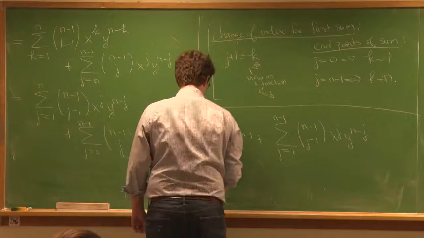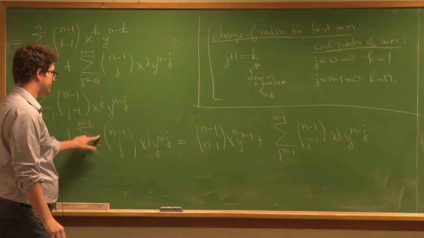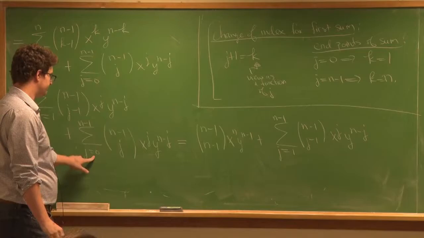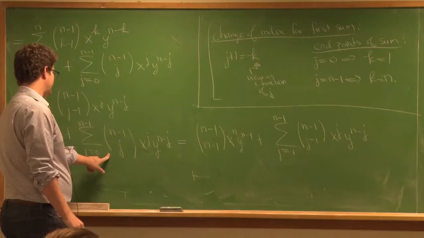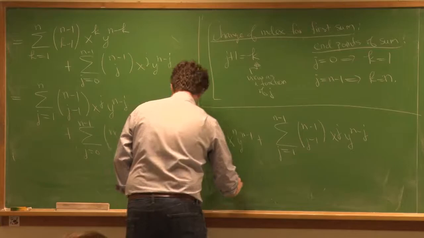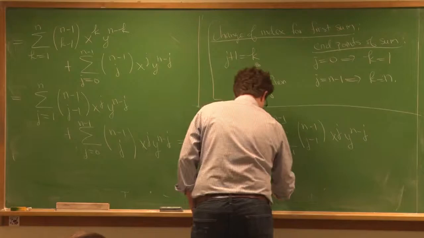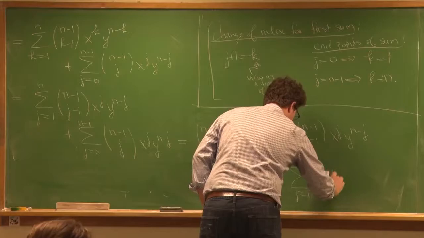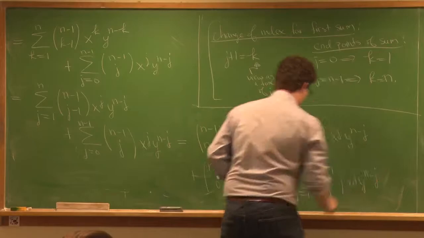I'm also going to peel off the starting term here, which is the 0 term. So plus the 0 term from this one, and then I replace the sum here: (n−1 choose 0) x^0 y^(n−0). And now we have two sums of (n−1 choose j) x^j y^(n−j). Now our two sums here look exactly the same.